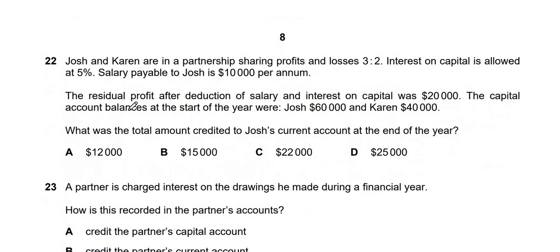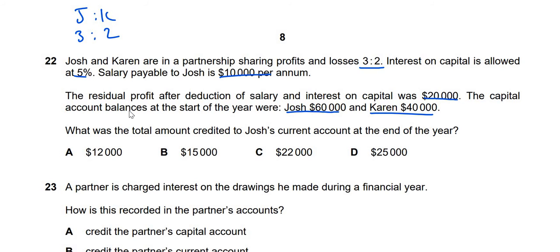Moving on to the next question, it says Josh and Karen are in a partnership sharing profit and losses 3:2. Interest on capital is allowed at 5%. Salary payable to Josh is 10,000. The residual profit after deduction of salary and interest on capital was 20,000. The capital account balances at the start of the year: Josh 60,000, Karen 40,000.